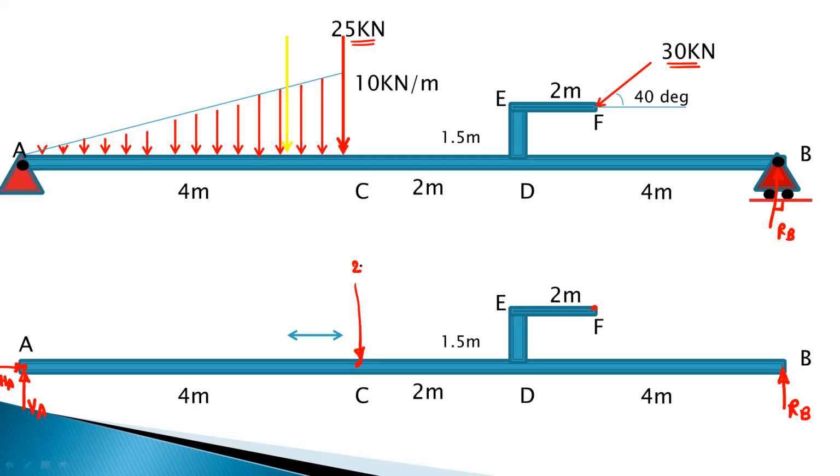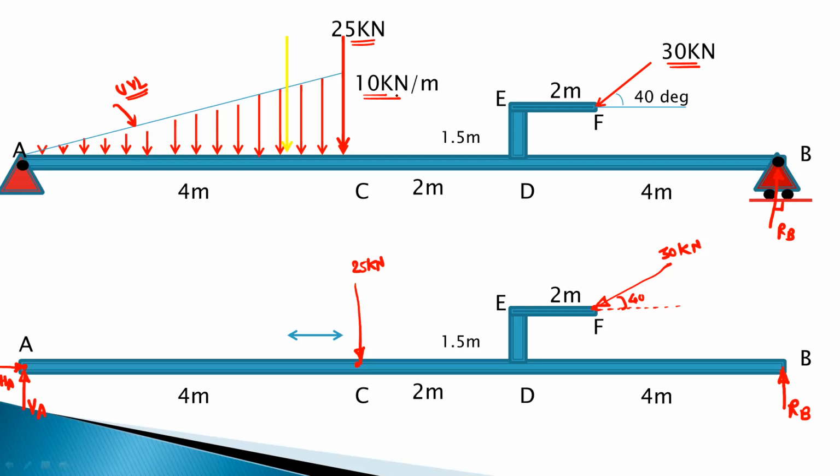So this is the 25, and at point F, this is the 30 kilonewton. This angle is 40 degree. Then there is a UVL whose magnitude is 10 kilonewton per meter.